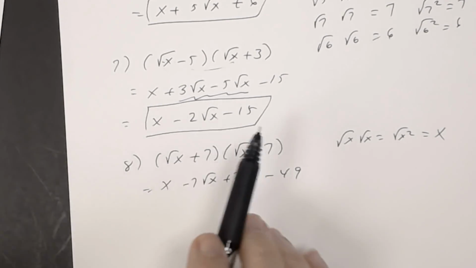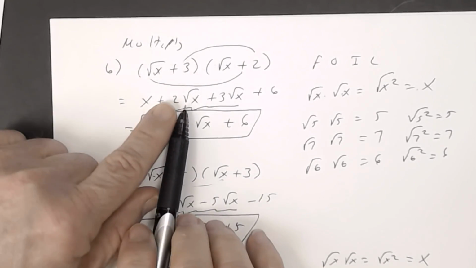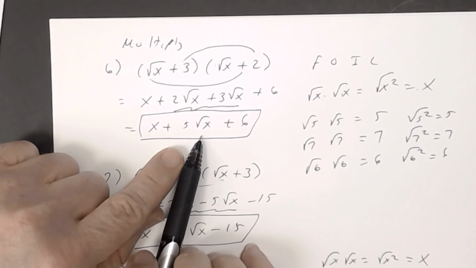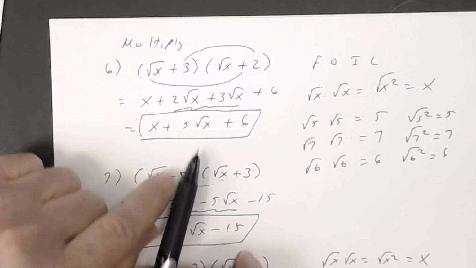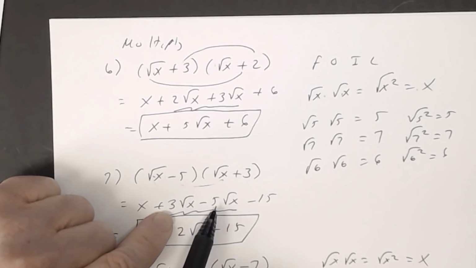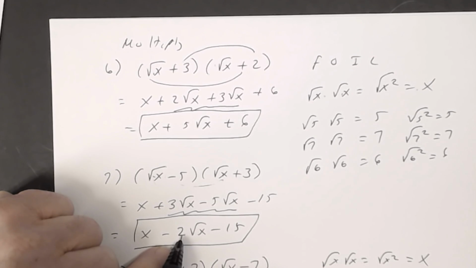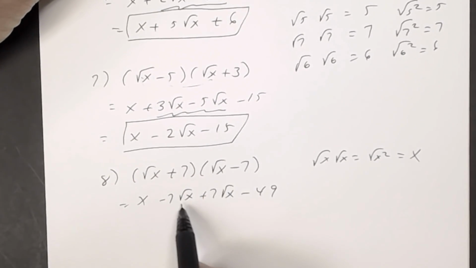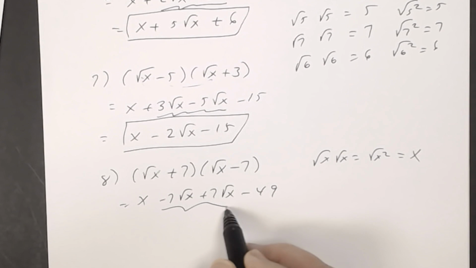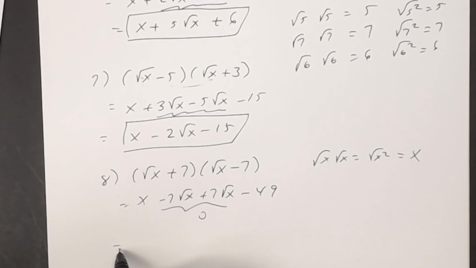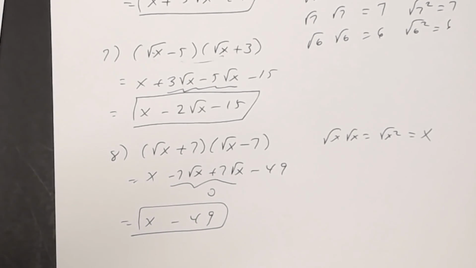Now, you see, when I did these, I combined like terms, and I had 2 square root of x plus 3 square root of x is 5 square root of x. 3 square root of x minus 5 square root of x is a negative 2 square root of x. What is a negative 7 square root of x and a positive 7 square root of x? That's 0, right? So all I get is x minus 49.